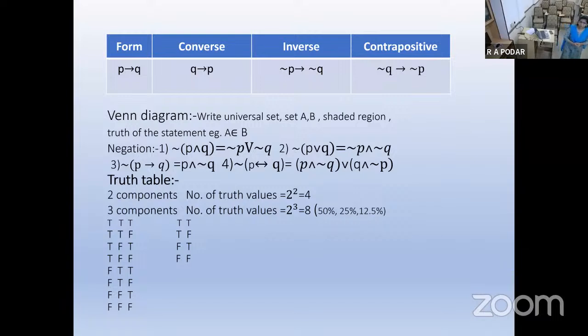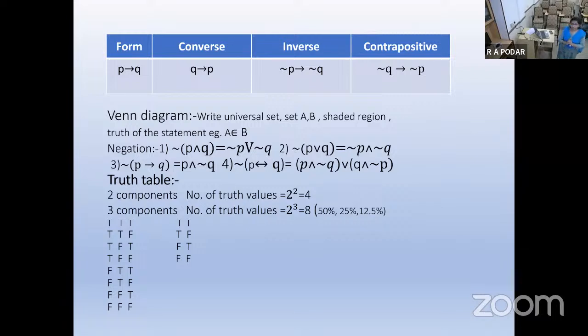Negation is the next point; we define negation here. I have given the proper negations, so you follow this negation. And the last important point for this topic is the truth table.